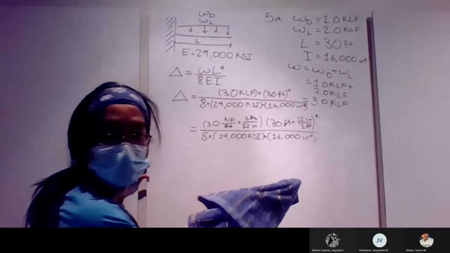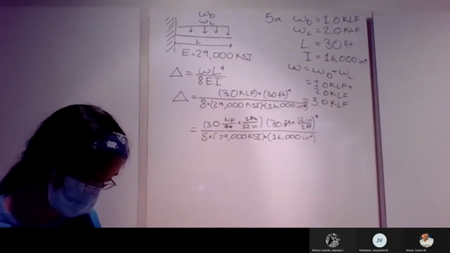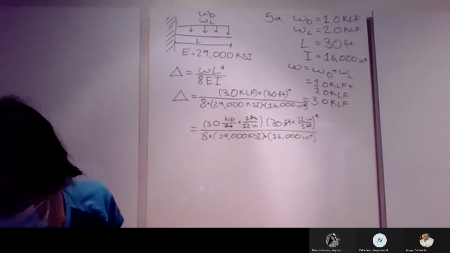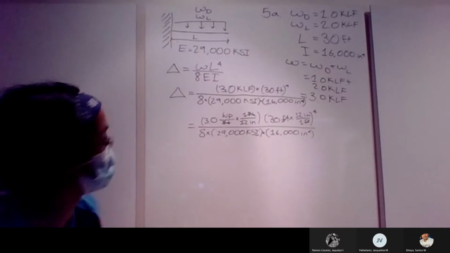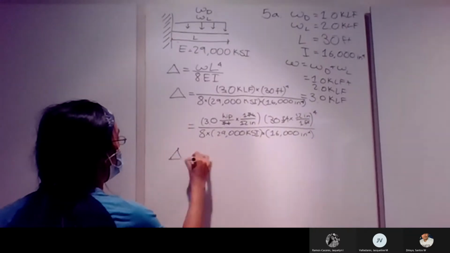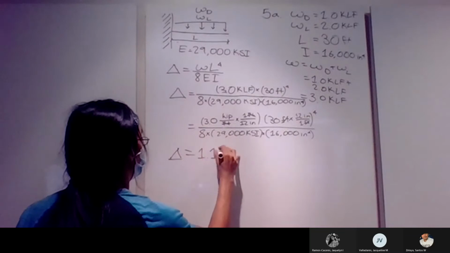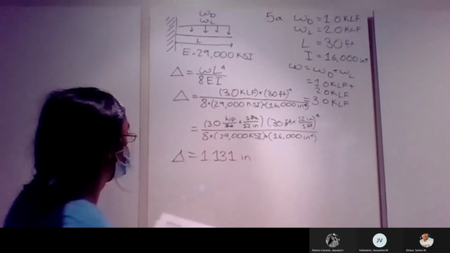Shoot. Wait, that was the first part of 5A, right? Because you want to get the L number. Oh, shucks. There's 2 and 5A's a 2-parter. I forgot about that. Okay. So deflection, I already erased that. Deflection 1.131, yeah, that's inches. A big difference right there.